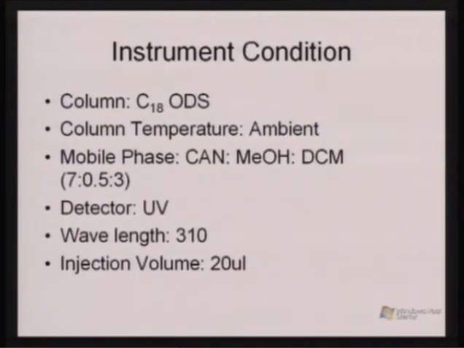HPLC instrument conditions. The column required is ODS, octadecylsilane, C18. The column temperature should be ambient. The composition of mobile phase is acetonitrile, methanol, dichloromethane in the ratio of 7:0.5:3. The detector is UV visible and the wavelength is 310 nanometer, and the injection volume is 20 microliter.